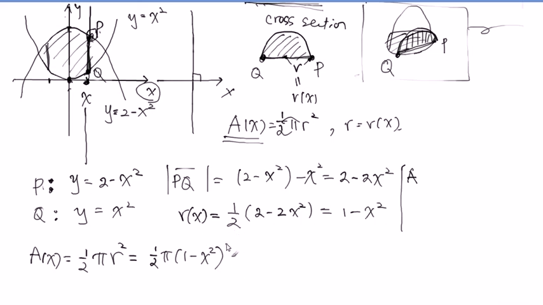Why didn't you square it? Thank you. That's a square. So when you integrate, you have to expand it. Maybe you expand now. Pi over 2 times 1 minus 2x squared plus x to the 4th. That's the binomial expansion theorem. What's next?